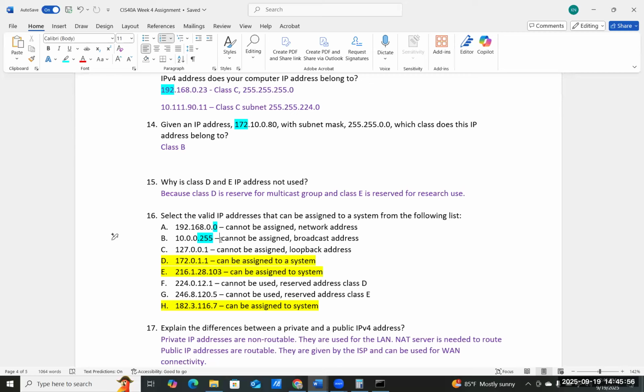127, you know that this is dedicated for the system to see itself, to find itself. So this is a loopback address, 127.0.0.1. We don't assign that to any other system. This is used by the network adapter as a loopback address to see itself on the network. So it cannot be assigned. Loopback address.